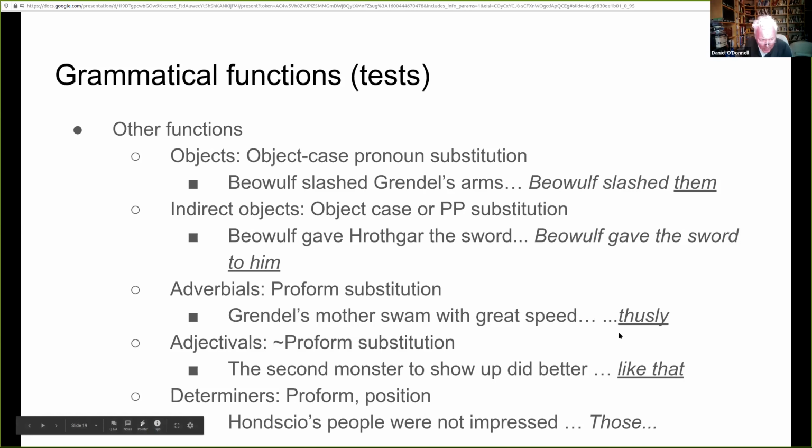And then determiners, you do it by position. Hancho's people were not impressed by the story of what happened at Herod. He gets killed. Those people were not impressed. I just showed that Hancho's is a determiner by substituting a different determiner for it.